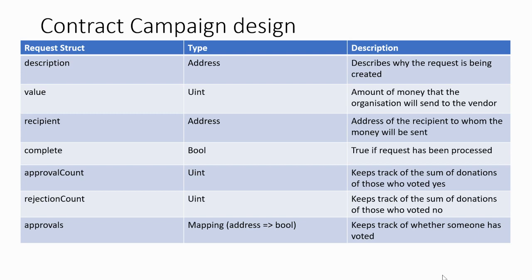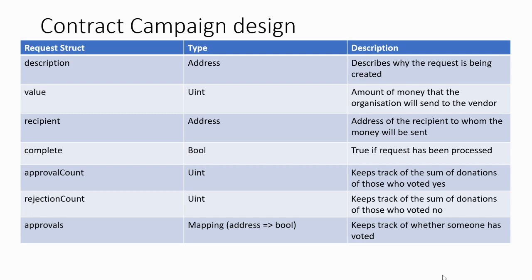So if we look at the request structure, there is the description which contains why the request is created, the value which talks about the money that will be sent to the vendor, the recipient that contains the address of the vendor, a complete boolean type that is true if request has been processed. This means that the default value is false.